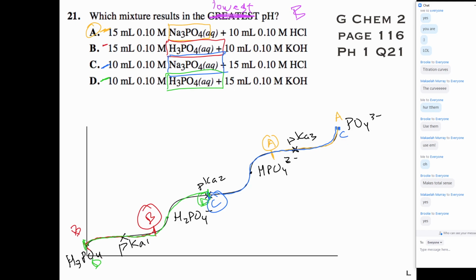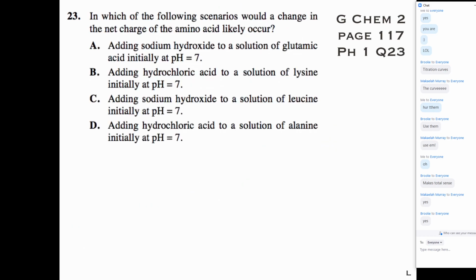Okay, anybody need to screenshot this? Moving onward then. In which of the following scenarios would a change in the net charge of an amino acid likely occur? This is an absolute screwy question, and I apologize in advance because I have not written it well. So just, I'm sorry.